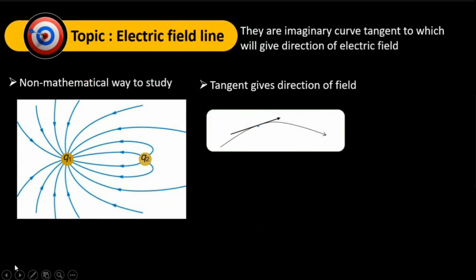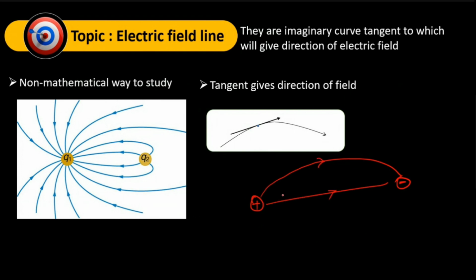Now, how do the electric field lines actually look? First of all, these are imaginary curves. If there is some positive charge and some negative charge, the electric field will originate from the positive and terminate at the negative. During that connection between positive and negative, the electric field lines generally form curves. Straight lines are very rare, but curves are general. They are imaginary curves, the tangent to which gives the direction of the electric field.